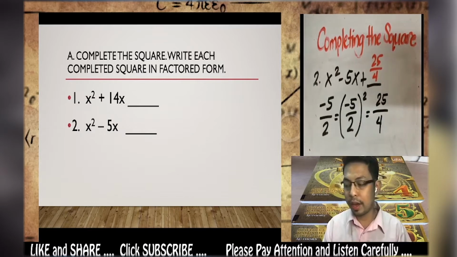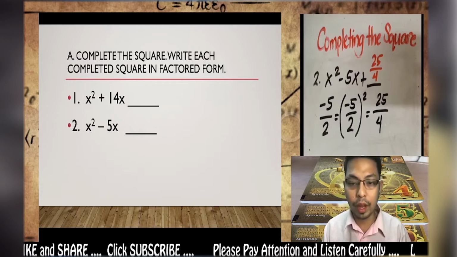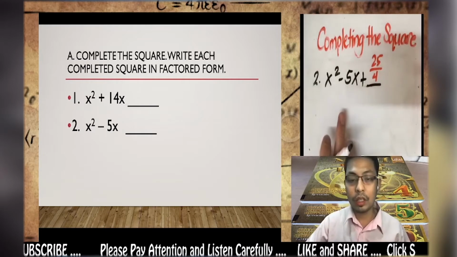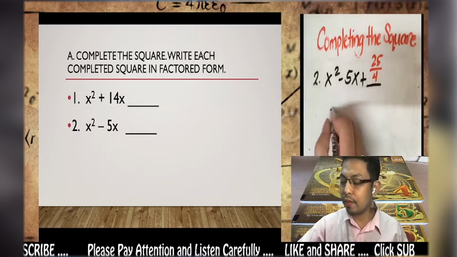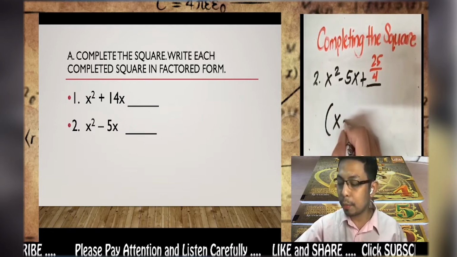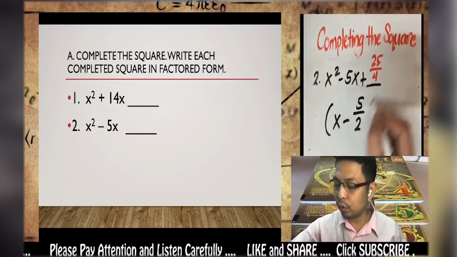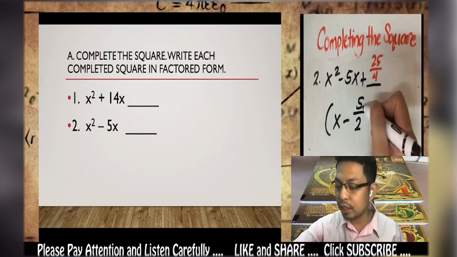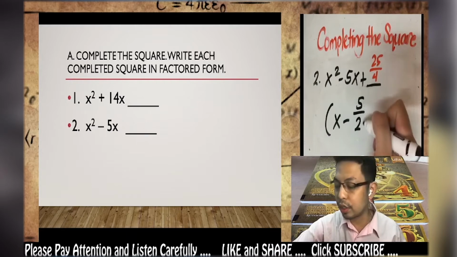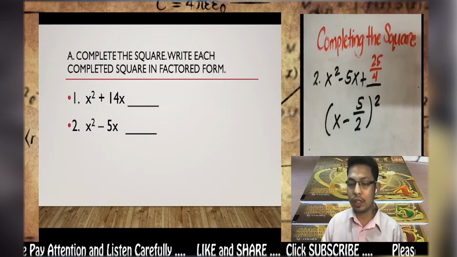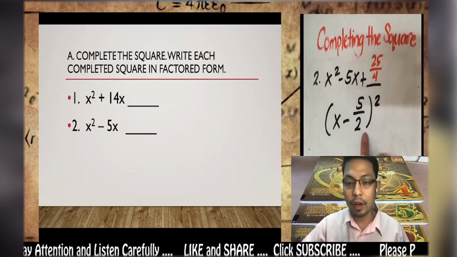x squared minus 5x plus 25 over 4 is a perfect square trinomial. Transforming this into a square of binomial, we have the quantity x minus 5 over 2. Notice the square root of 25 is 5 and the square root of 4 is 2. Then we have squared. So this is now your square of binomial.